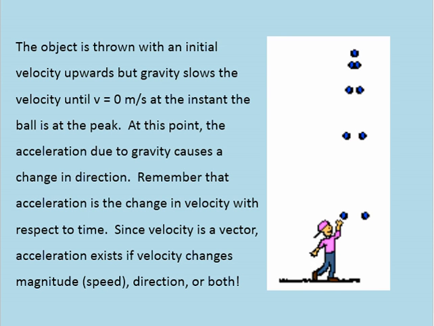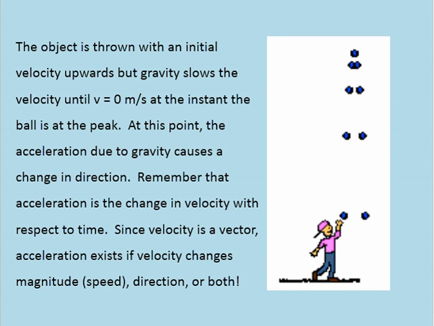So what's actually happening with this type of motion is as the object travels upwards, gravity slows the velocity until it's 0 meters per second for that instant when the ball is all the way at the peak of its motion, the highest point of its motion.